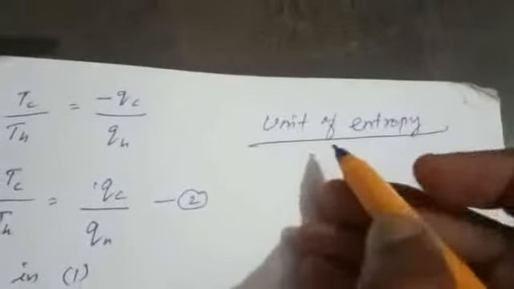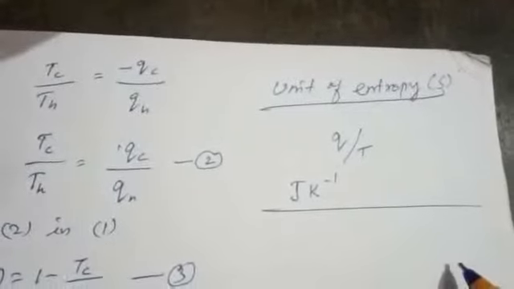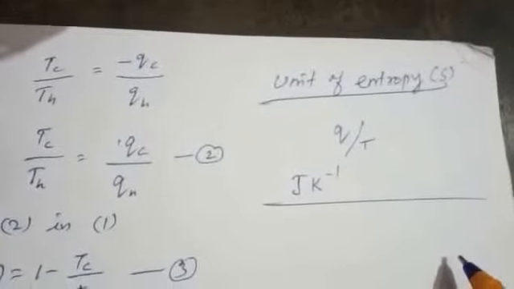Next, the unit of entropy. The entropy symbol is S. Entropy is the heat energy exchanged, Q, divided by the temperature. Therefore, the SI unit of entropy is joule per kelvin, J K inverse. That is called the unit of entropy. What is entropy? Separate answer. Entropy statement, another answer. Unit of entropy, another answer.